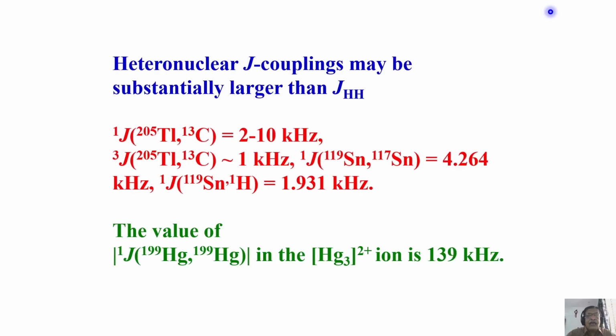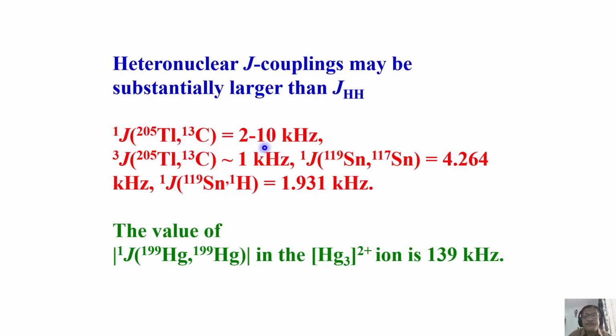A little bit deviating from carbon 13, some heteronuclear interactions. I want to just give you a brief idea about various possible couplings we can think of. For example, among heteronuclear couplings, they can be very, very large. Take an example of a one-bond coupling between thallium-205 and carbon 13. If you consider, it can vary from 2 to 10 kilohertz.